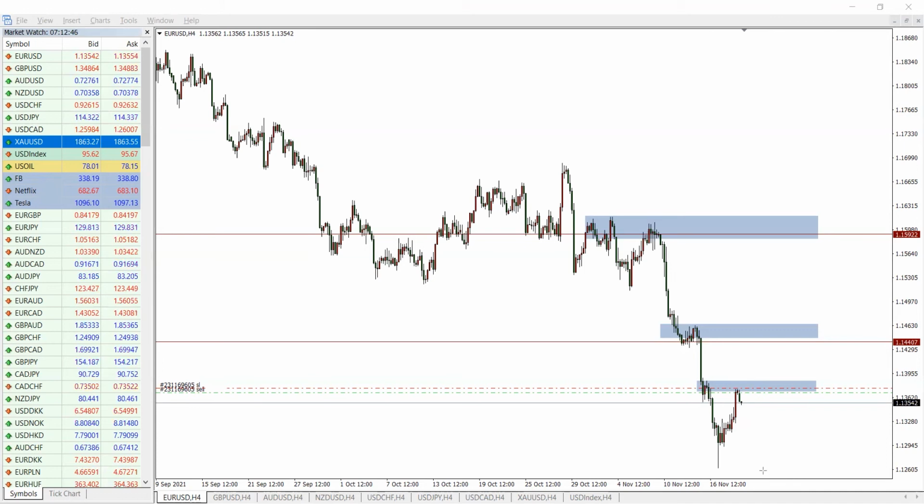Today, the economic calendar is pretty light. So I'm not really expecting some high impact moves, some sudden moves, only if there's a form of breaking news that occurs, right? So this is for the EURUSD.